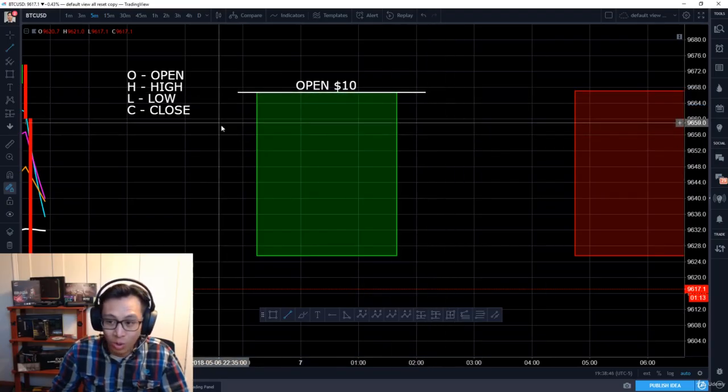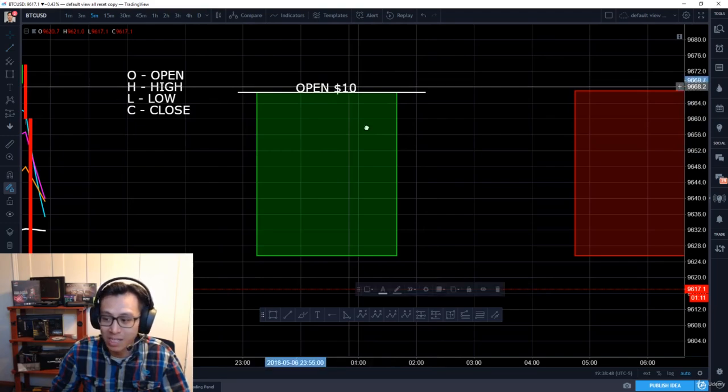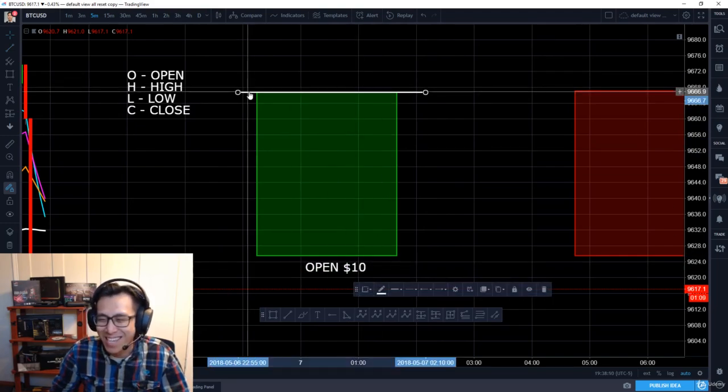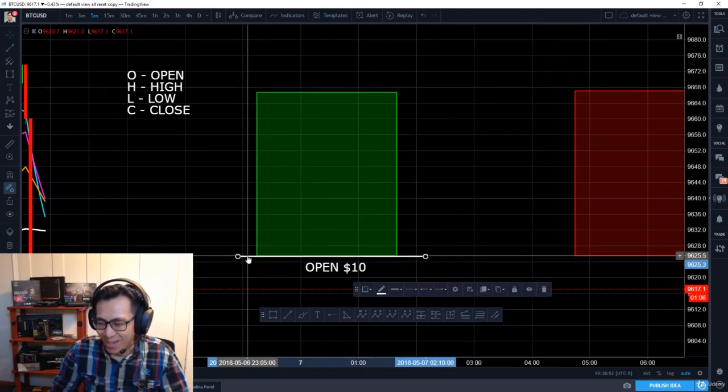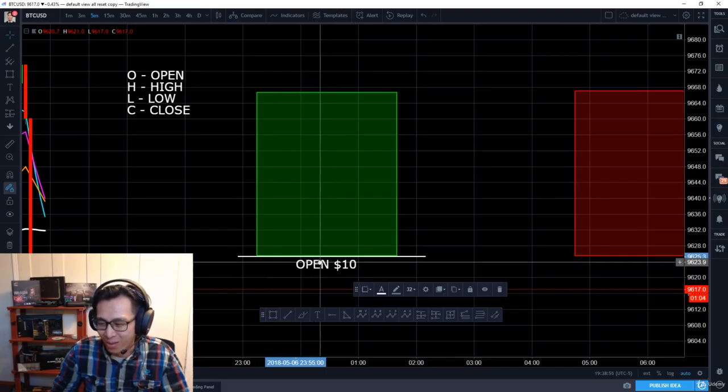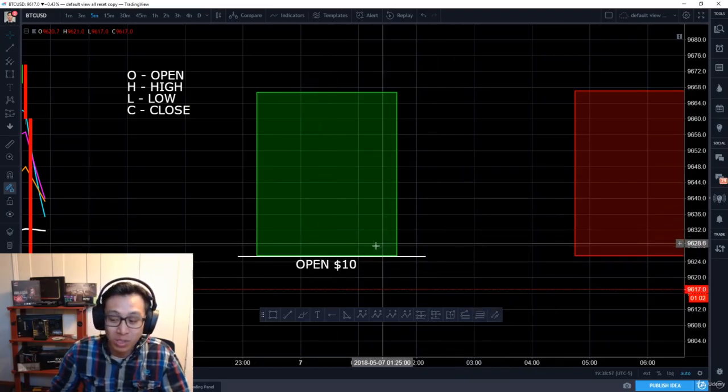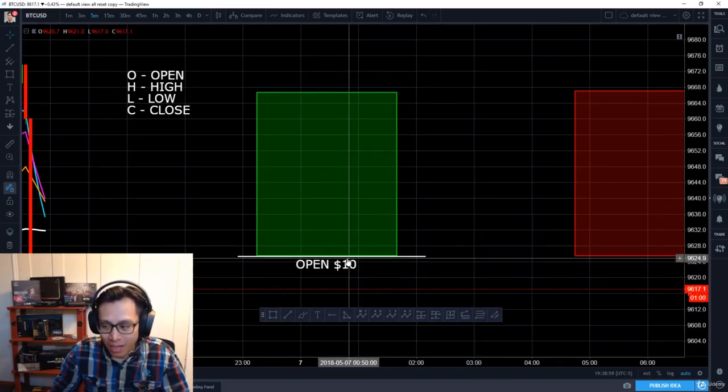So now, what would the close refer to? What do you guys think? Actually, sorry, this would be the open. My mistake there, guys, okay? This is actually the open right here. I was thinking we were at a red candle. So this is the open, where it starts to open up the candle at $10.